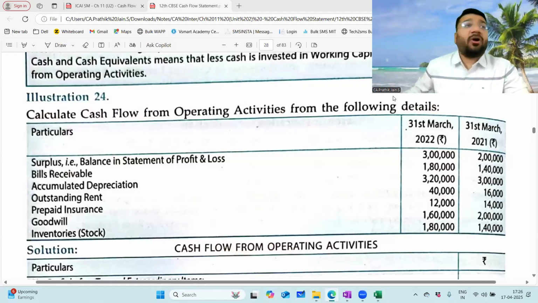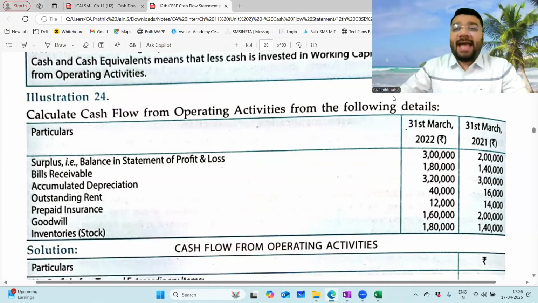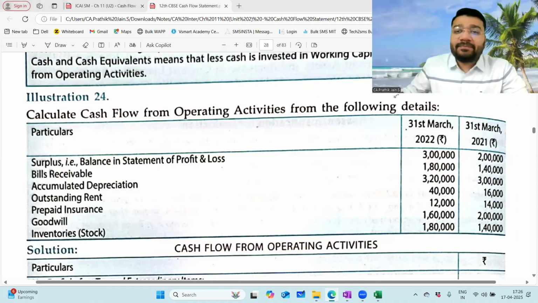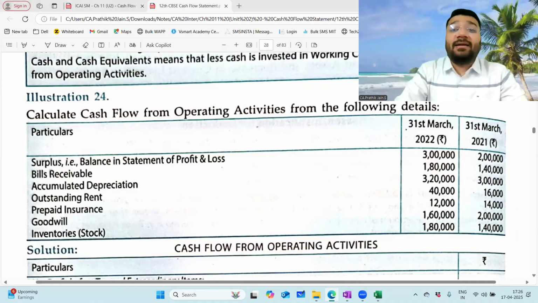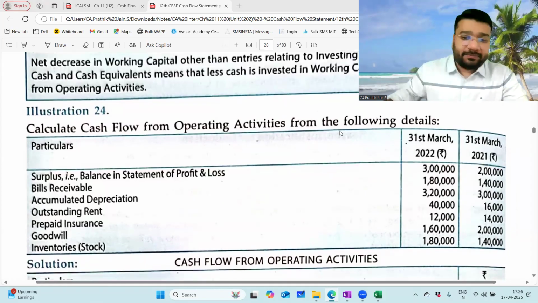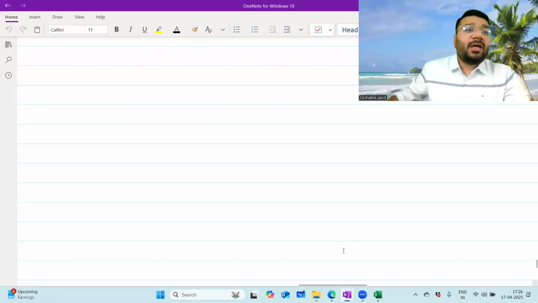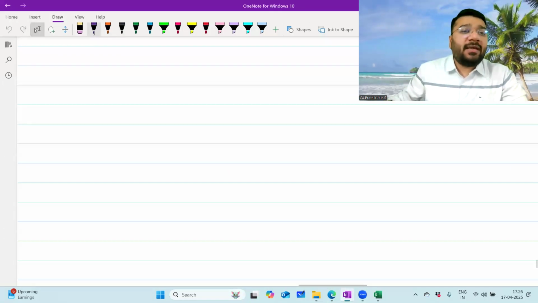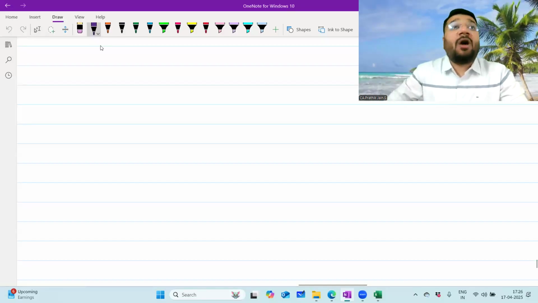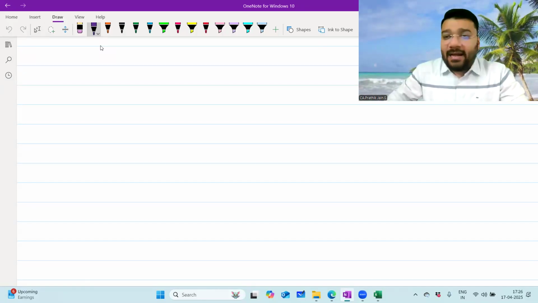So, guys, we're doing this chapter called preparation of the cash flow statement, governed by Accounting Standard 3 revised. Wonderful. Quickly tell me, as per AS3, in how many ways can you prepare the cash flow statement? Two ways. One is the direct method, second is the indirect method.